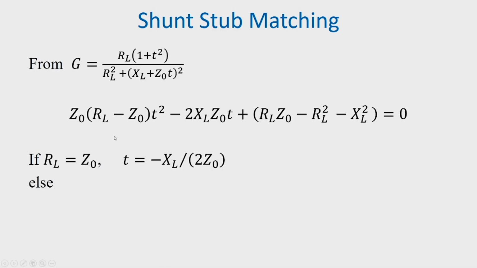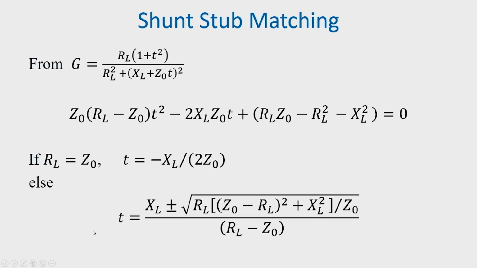But if RL is not equal to Z naught, then t is equal to XL plus minus root of (RL Z0 minus RL square plus XL square), whole thing divided by Z naught, and in the denominator we have RL minus Z naught.